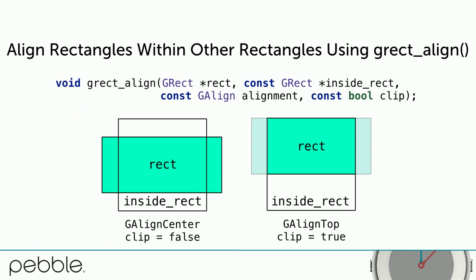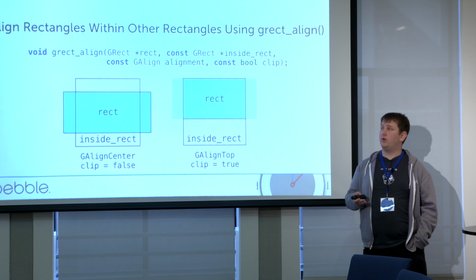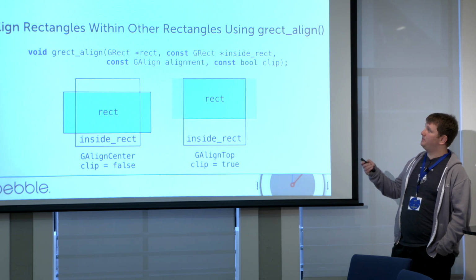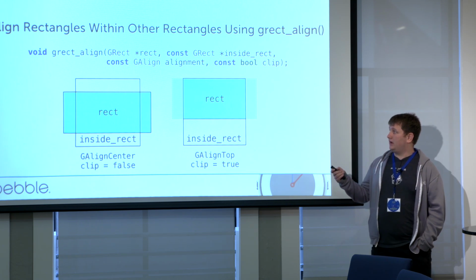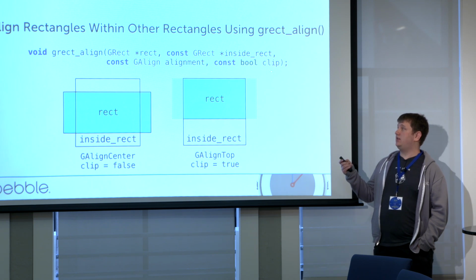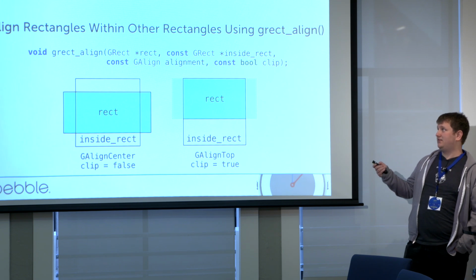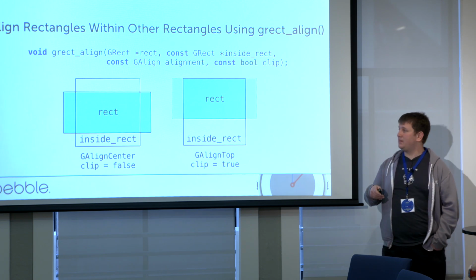So we provide some utility functions that can help you out with this. One is called grecalign, and this is a function that allows you to align one rectangle within another. And there's some arguments here as well. The first one, alignment, is an enum value that specifies how you want the rectangle to be aligned within the inside rectangle. And then there's also a second argument, clip, which specifies whether or not you want the rectangle to be clipped to inside rect after alignment.